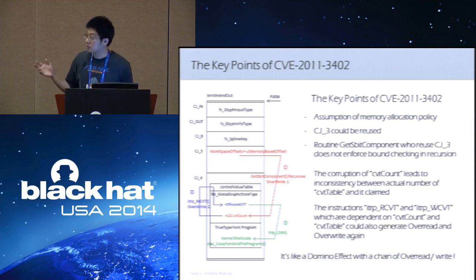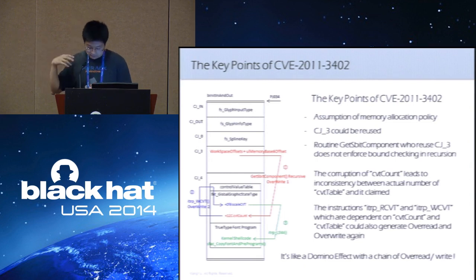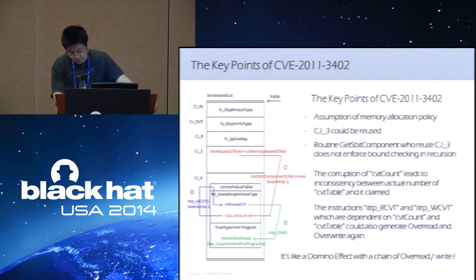The overwrite is actually a logical OR operation. The Duqu developers could directly patch some function pointer and point to user-mode tunable shellcode, but they did more. They chose to indirectly corrupt the CVT count, and the corruption of this variable leads to inconsistency between the actual number of CVT table entries and the claimed number. And then the instructions read CVT table and write CVT table, which depend on the CVT count and table, could also generate another overread and overwrite. It's like a domino effect with a chain of overreads and overwrites.